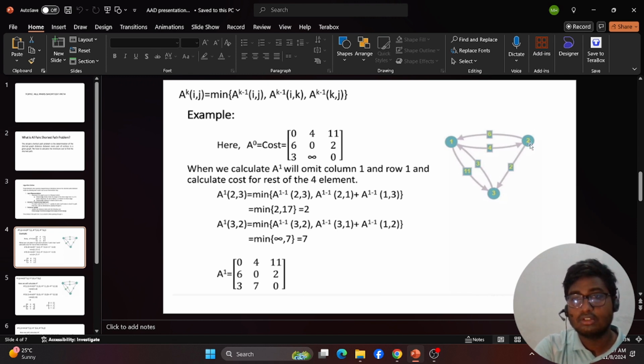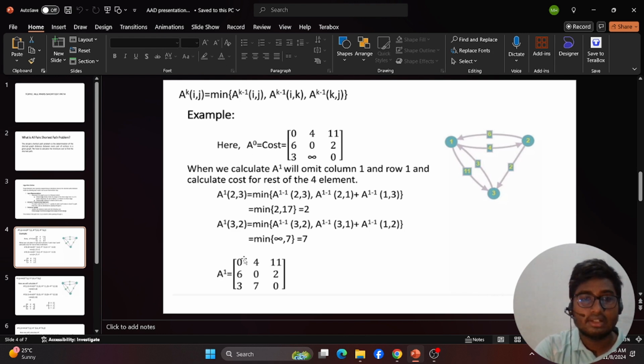Then we again check 2 to 1 and 2 to 3, and we see that there exist directed edges, and these values are 6 and 2. Again we see that for 3 to 1 there exists a directed edge, but for 3 to 2 there is no directed edge, so we set the value to infinity. Now we calculate the A1 matrix using the A0 matrix.